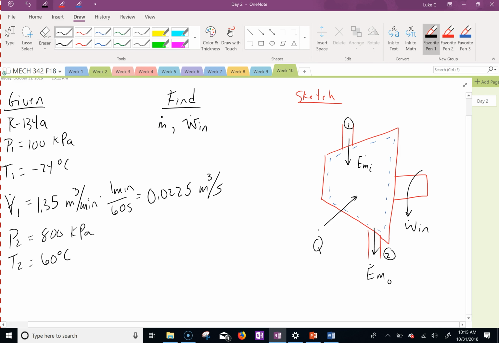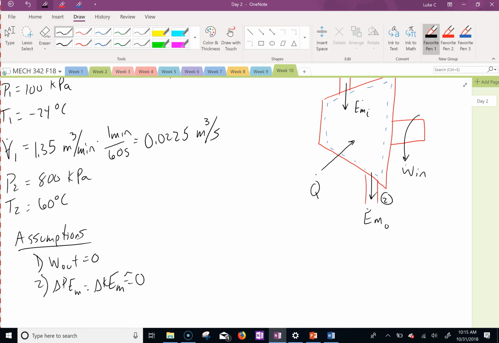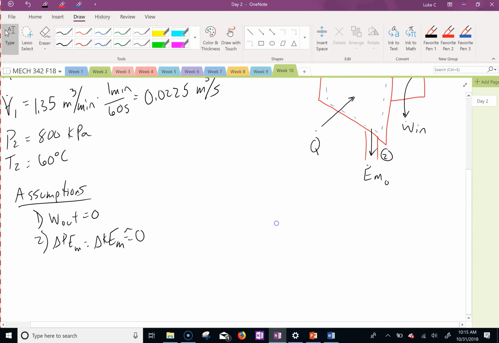And let's do some assumptions. There's no work out. The change in potential and the change in kinetic energy of the fluid mass we're going to approximate to be 0. It doesn't give you any diameters of inlet or exit, and it doesn't tell you velocities, so you can just say, okay, you didn't give us any, we're going to assume 0. I think on the homework, one of them has a velocity and a different diameter.